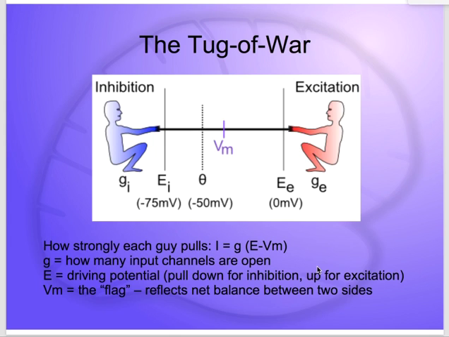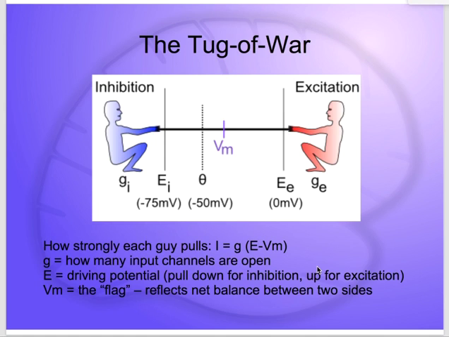And the theta there is a threshold, and that'll become important in a little bit, but the idea is if you can get the membrane potential to be higher than the threshold, then the cell will fire a spike. Whereas once the membrane potential is lower than the threshold, the cell will no longer be able to fire a spike.